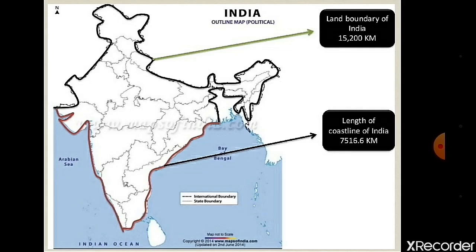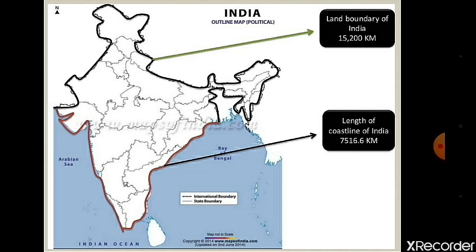India has a land boundary and a coastal boundary. Both kinds of boundaries India has. On this map both boundaries are shown. With the red line the coastal boundary is shown, and with the black line the land boundary is shown. India has a land boundary of about 15,200 km and a coastal boundary of 7,516.6 km. The mainland, Andaman and Nicobar Islands, and Lakshadweep Islands, all these coastlines are involved in this boundary.